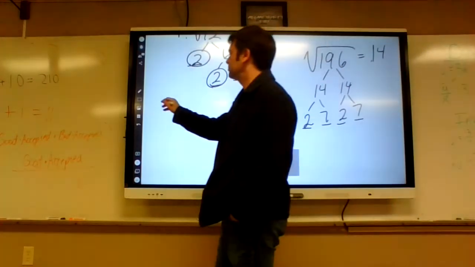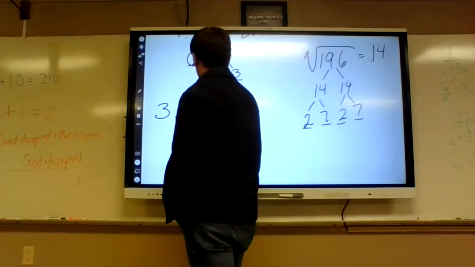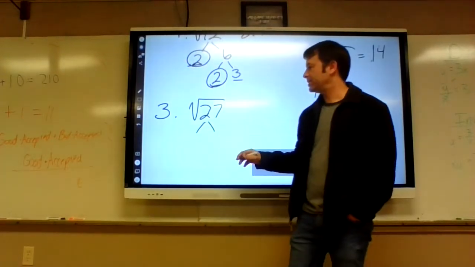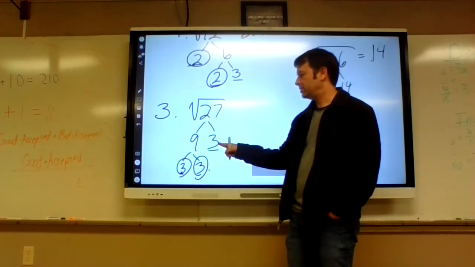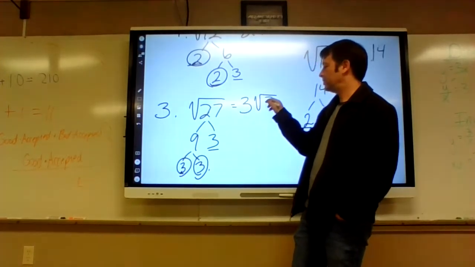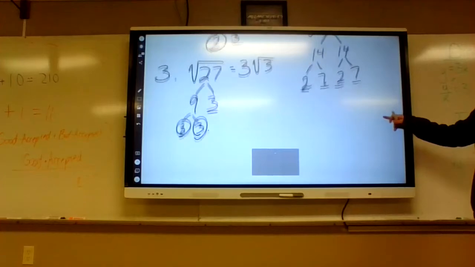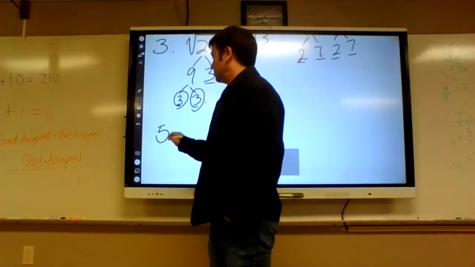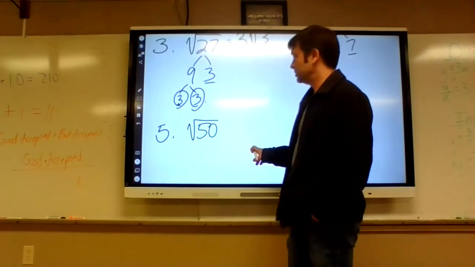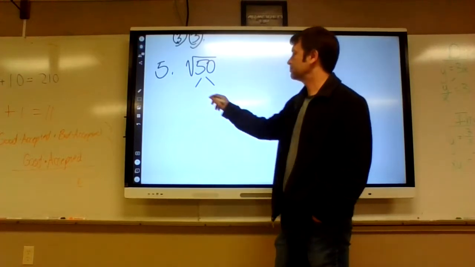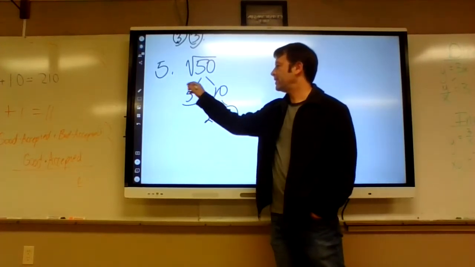All right, number 3. I think I accidentally did this one. You guys remember it? Whoops. Okay, what goes into 27? 9 and 3. So it's going to be 3 square root of 3. The double comes out, the 3 comes out, but that leaves 3. Number 5, square root of 50. Oh, I probably should talk about number 6 too. What goes into 50? 25 and 2. Okay, so what's it going to be? 5 square root of 2.